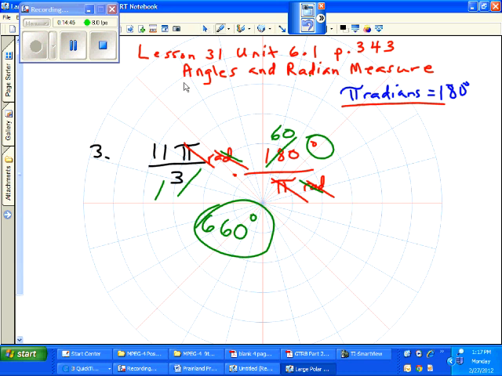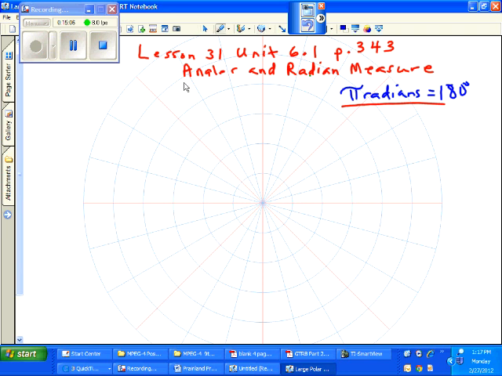We cross-reduced. Somebody asked what happened to the 3. 3 went into 180 60 times. We cross-reduced. Any questions on number 3? Very good. Okay. Number 4.